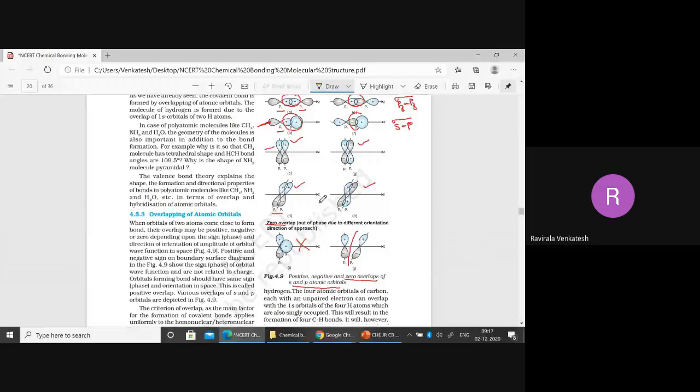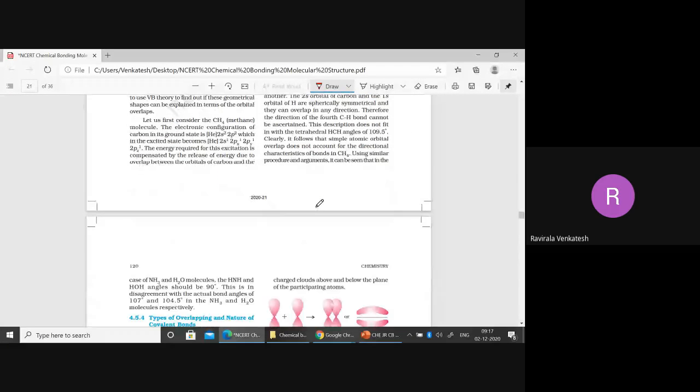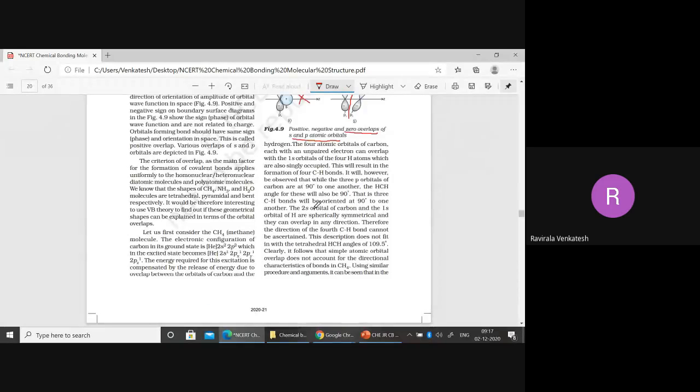So, this is about the overlapping. I don't think you may get any questions from this one. Just how overlapping takes place. Right? Now, we get a question here.